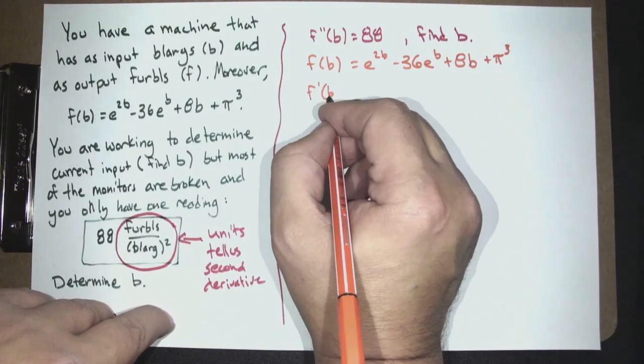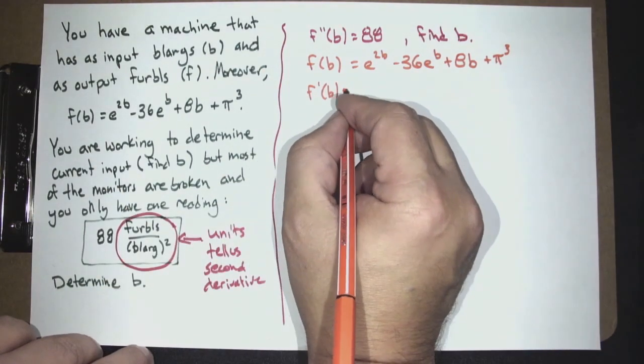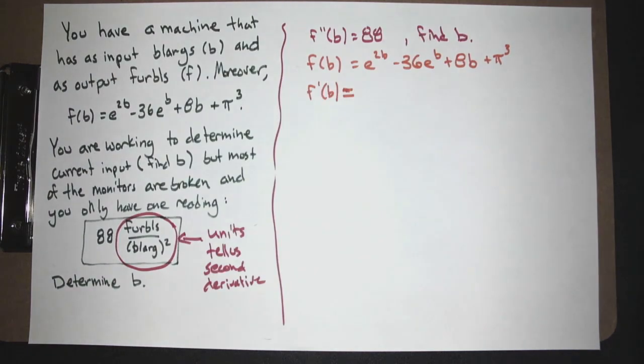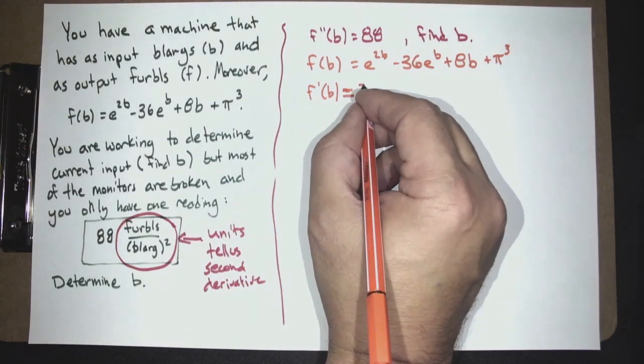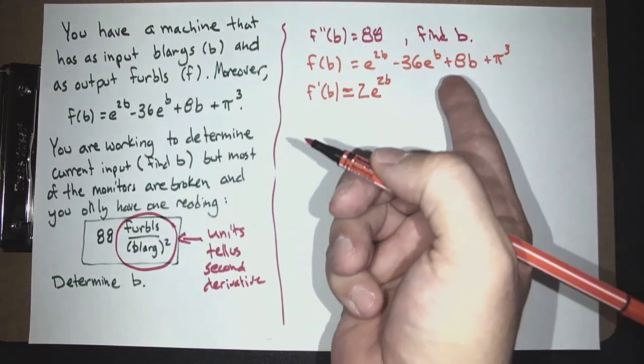F prime of b. And again, if you're not comfortable with the b, just think in your mind, well, what if it was e to the 2x? What would it be? And then just translate back and forth. 2e to the 2b? That sounds pretty good. Where is the 2 coming from? Chain rule.